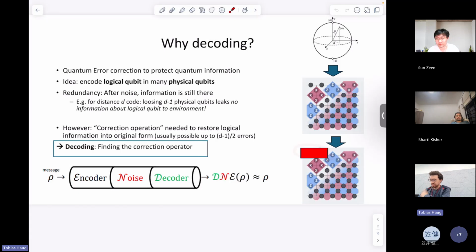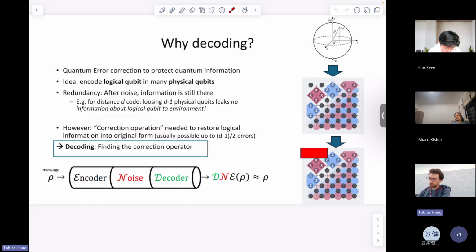These qubits are gone, right? So the code is not the same anymore. We need somehow to restore the quantum error code to its original form, to get rid of the noise that affected it. Basically, we need to restore the code state into its original form. And this is done using what we call a correction operation.